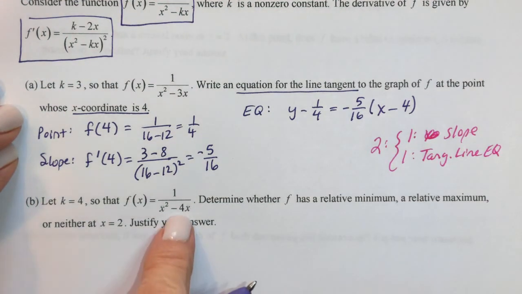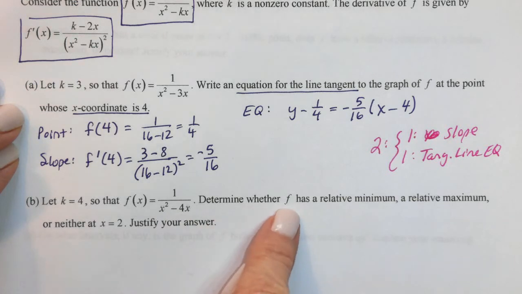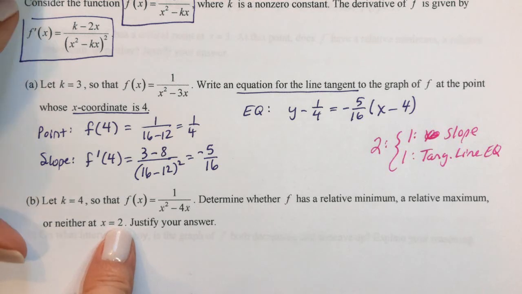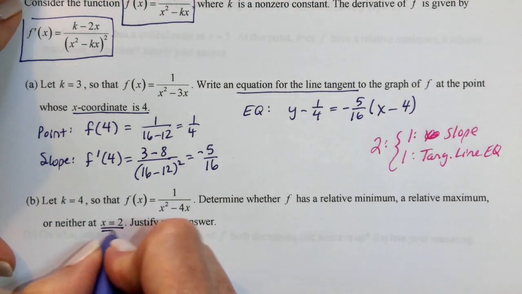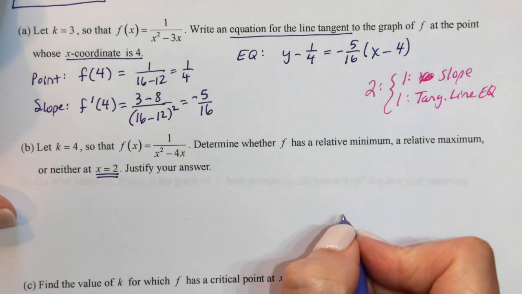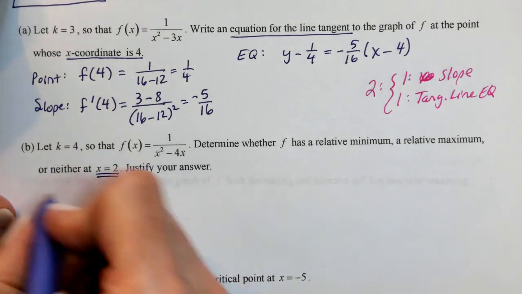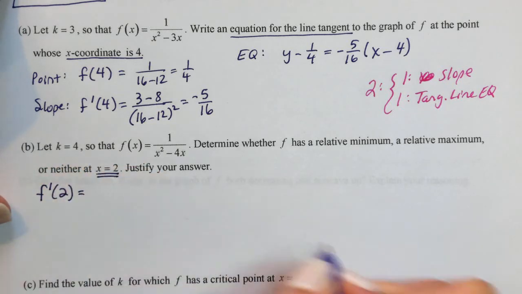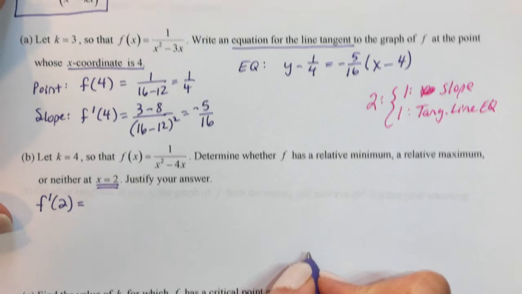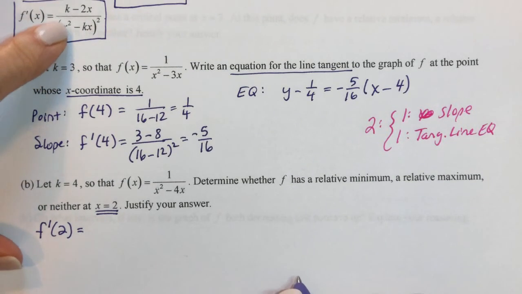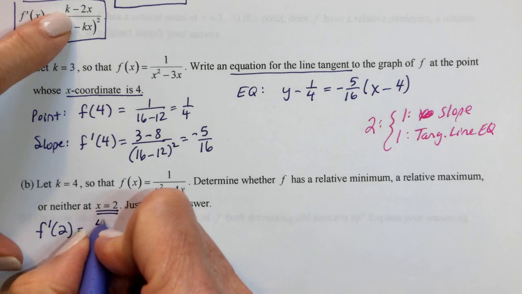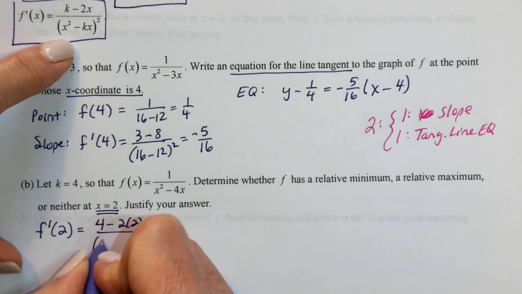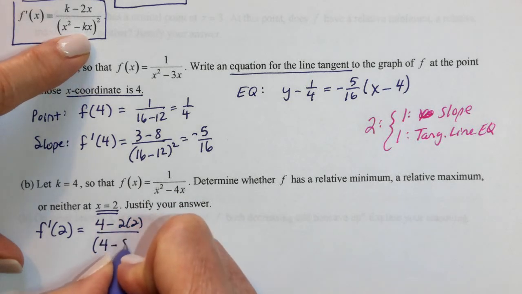So now they told us what f is. Determine whether f has a relative min, max, or neither when x is 2. Since we only want when x is 2, I think I'm going to use the second derivative test here. So I'm going to begin by finding f prime at 2. So here's my equation for f prime. I'm putting 4 in for k and 2 in for x.